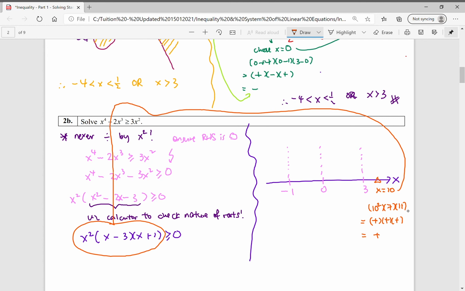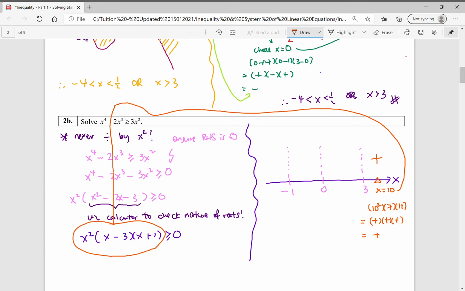So for this region here, it's going to be a positive region, which means that if I were to draw the actual graph, I would expect the y coordinates in this region to be always positive, which means the graph is always going to be above the x-axis.